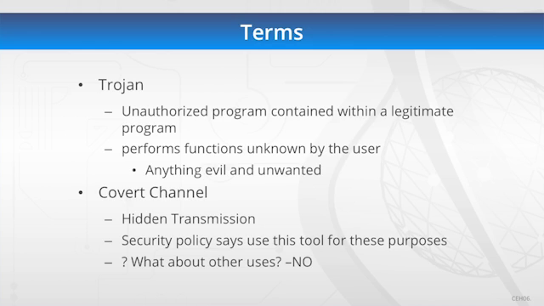Now, that's a little bit different than a covert channel. Covert channel is a communication channel. It's hidden transmission. The security policy says, we'll use this communication channel for X. And the covert channel says, we'll use it for something else. That's what a covert channel is. It was never intended as a means for communication, and it was used actually for that.